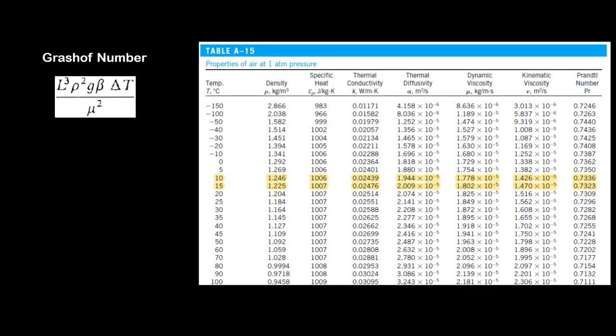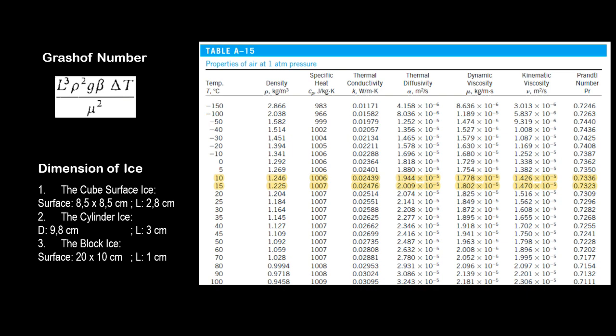In the process of finding the convection coefficient, we must find the Grashof number first from this formula. And for finding all the constants in the formula, we can use the table. And this is the dimension of ice for each shape.